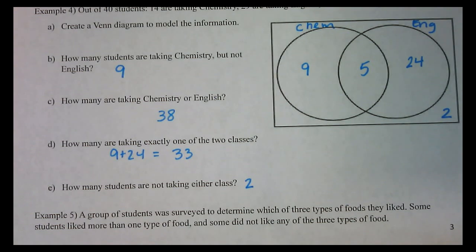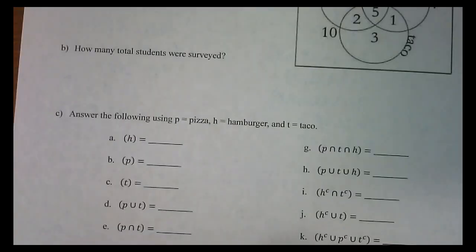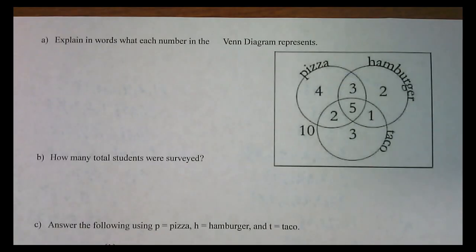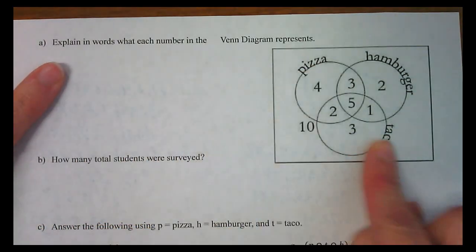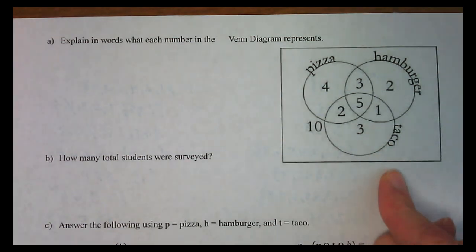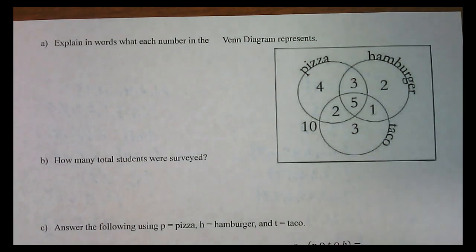Okay, the next example, it carries on to the next page. It says a group of students was surveyed to determine which of the 3 foods they liked. Some students liked more than one type of food, and some did not like any of the types of food. So we've got a Venn diagram here, and it says explain in words what each number in the Venn diagram represents. So this would take a while. I'm not going to go over each one. I'm not going to write them all out, but I'll talk about each one.